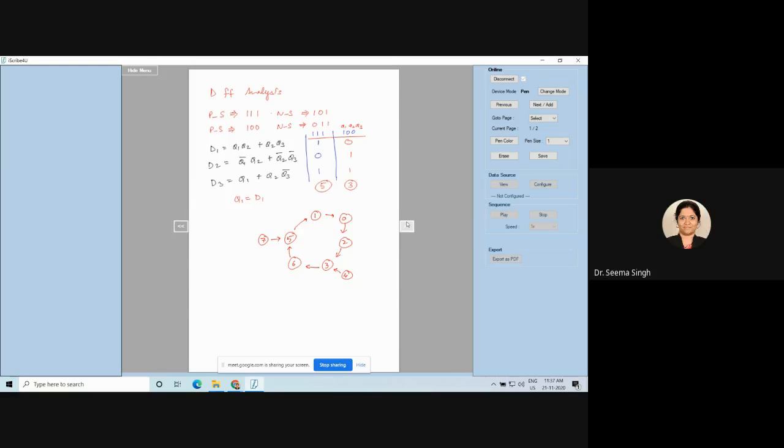No, ma'am. Okay, fine. So this is the D flip-flop, and I can see that the D flip-flop counter is also a self-correcting counter. No problem in D flip-flop.